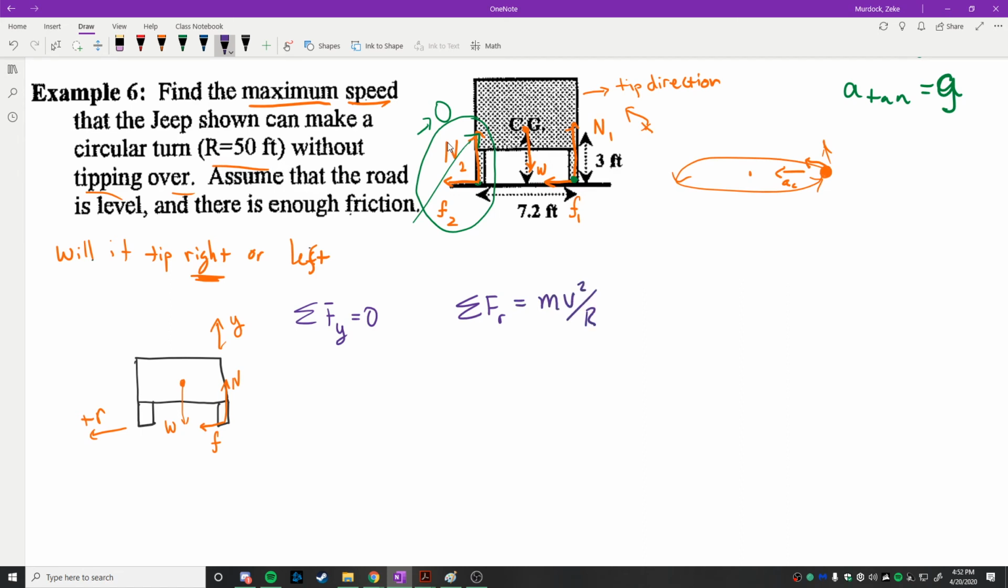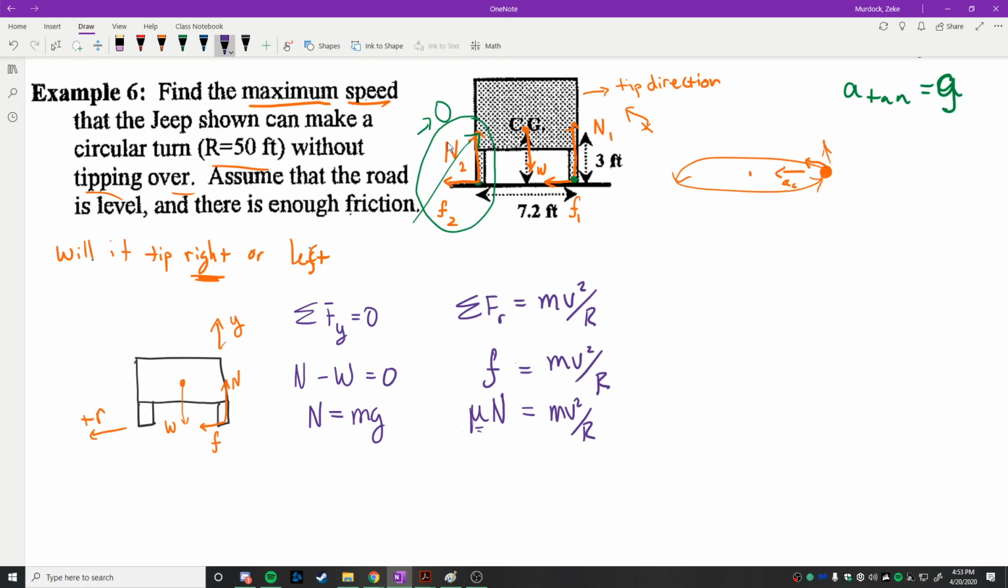In the y direction, I've got two forces, N and W. In the radial direction, I've just got one, which is the friction force. The normal force N is equal to the weight, and the weight is just mg. The friction force should be equal to the coefficient of friction times the normal force, and we don't know what this is, by the way. And that should be equal to mv squared over r.